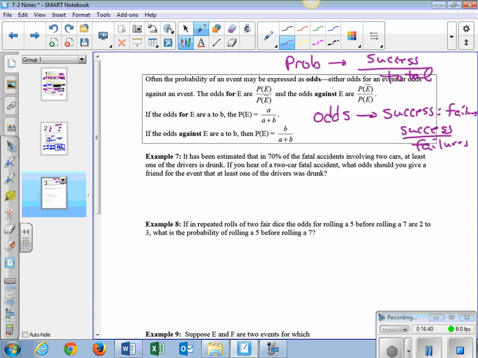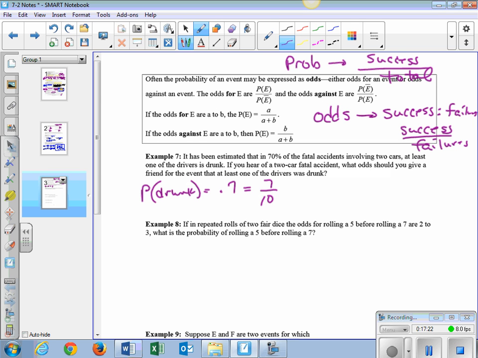Okay, so let's look at this one. Example 7. It has been estimated that in 70% of the fatal accidents involving two cars, at least one of the drivers is drunk. If you hear of a two-car fatal accident, what odds should you give a friend for the event that at least one of the drivers was drunk? So the probability that at least one of the drivers is drunk is 70%, 0.7. Well, we know that that's the same as 7 over 10. That means out of 10 times, 7 times it happened.